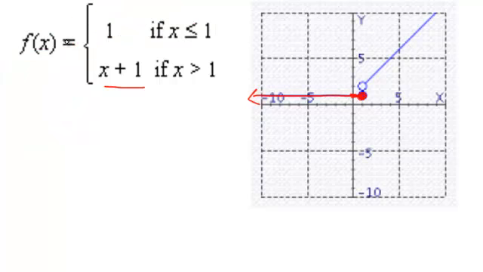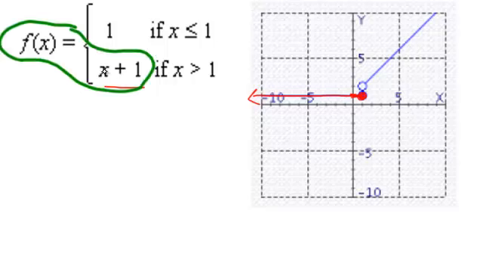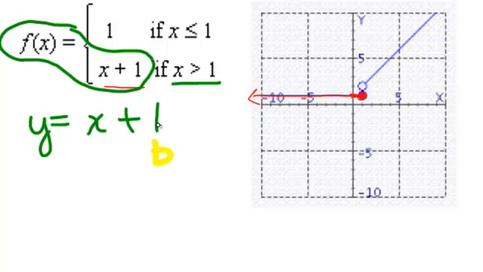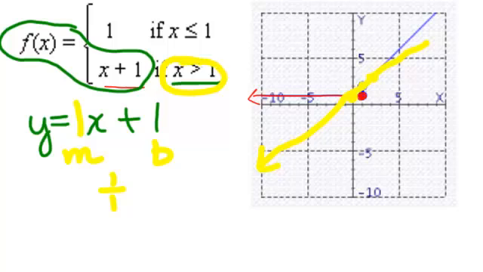The second piece of this function is f of x is equal to x plus 1. Of course, this is only true for x greater than 1. So if I have y is equal to x plus 1, remember how to graph? Your y-intercept is 1, so it crosses at 1. My slope is 1, which is 1 over 1. So that's rise 1, run 1. I would rise 1, run 1, rise 1, run 1, and I would get a line. But I can only use this for those x's that are greater than 1.